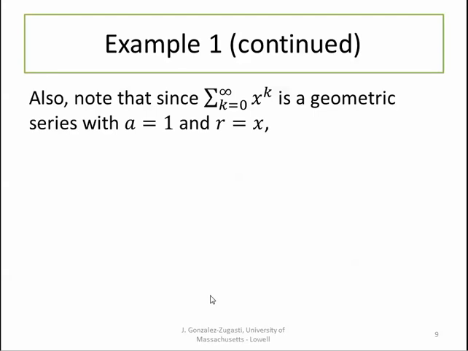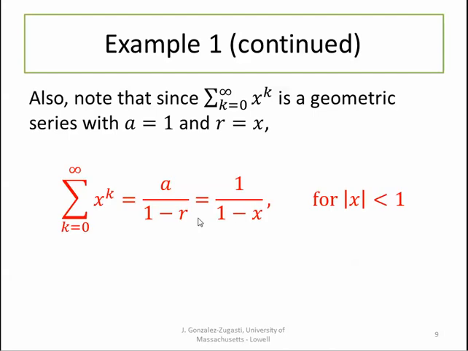Also note that for this particular series, we said it's a geometric series, so that means we know what the sum is when r, or in this case x, has an absolute value less than 1. We know that this series is equal to the function 1 over 1 minus x. That's really important, so keep that in mind. Write it down somewhere where you can look it up.